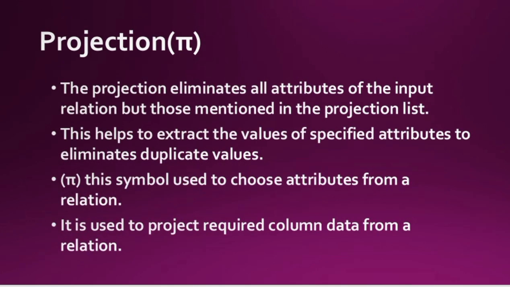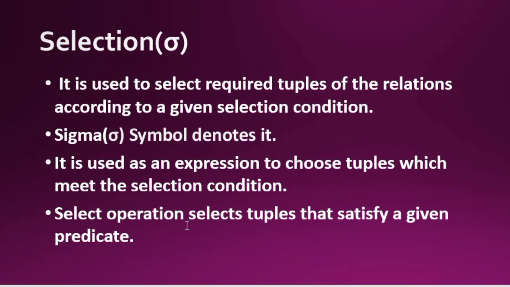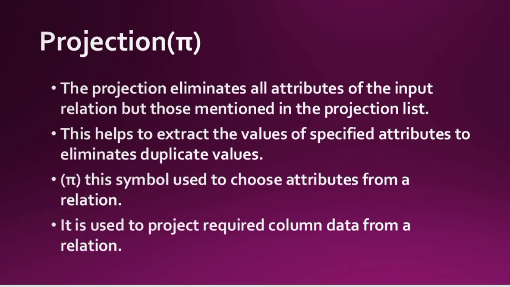After that, the next one is projection. In a selection, based on the condition, it only selects the details. To see how they are selected and get the particular output, we use projection. The projection eliminates all attributes of the input relation except those mentioned in the projection list. So whatever the user needs, it will produce only that output, and apart from that, it eliminates all the attributes.